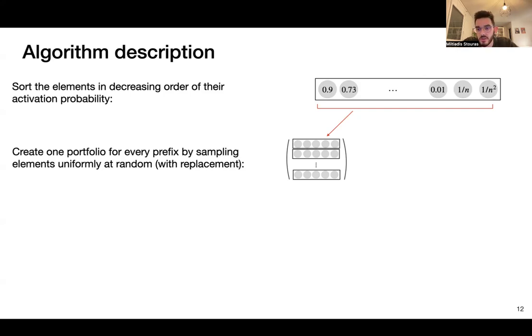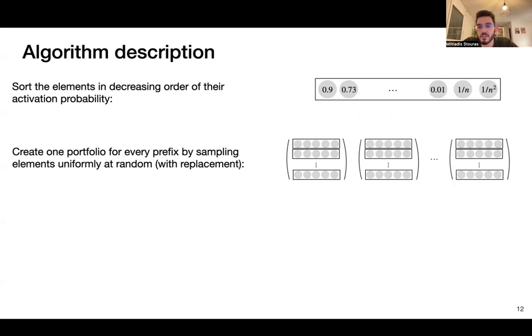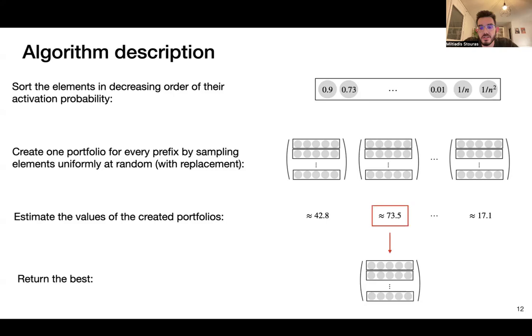So we do this for the first prefix, we repeat this for the next prefix, and so on until we have n portfolios. And in the next step, we simply estimate the values of the created portfolios, and we can do so with polynomially many samples. So once we have estimated their values, we can simply pick the best one of them, and we guarantee that this is going to be a constant approximation of the optimal portfolio.